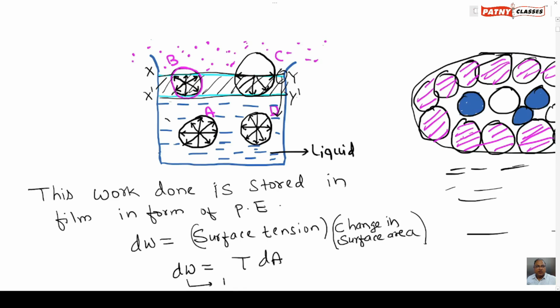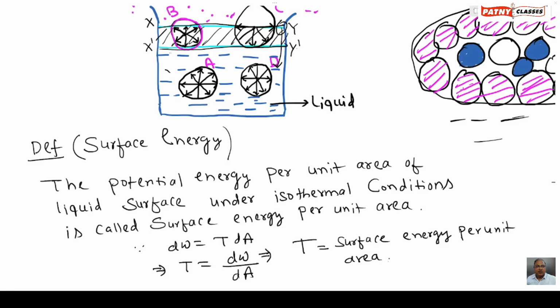And the work done is stored in the form of potential energy, and this potential energy is called surface energy. Define surface energy: the potential energy per unit area of the liquid surface under isothermal conditions. What does isothermal imply? During this calculation, you are not allowed to change the temperature of the liquid. If the temperature of the liquid is changing, then surface tension is also changing.